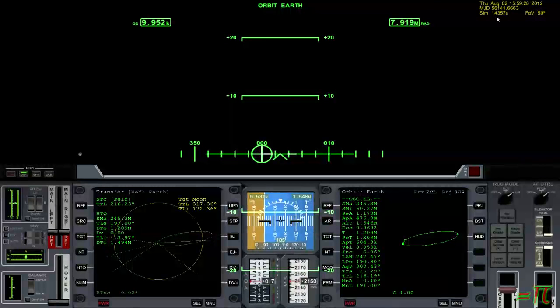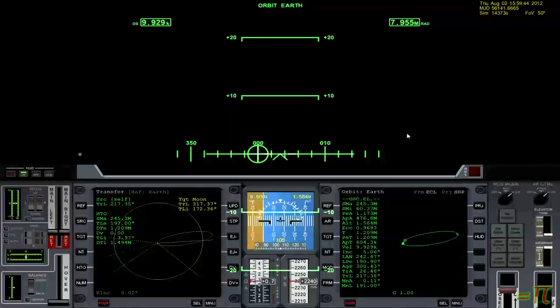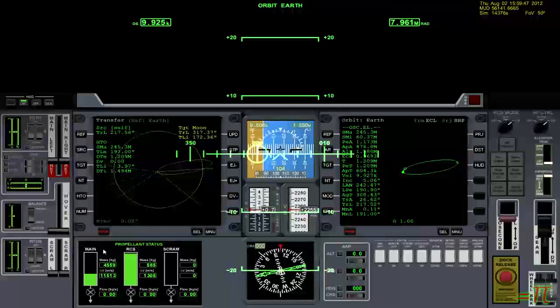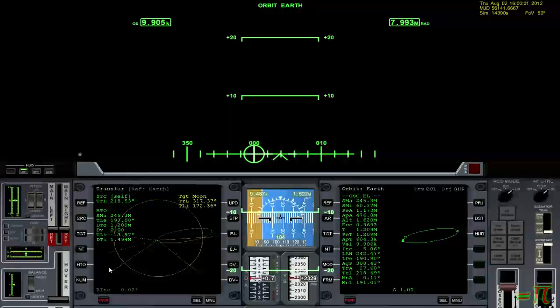And so, it's, let's see, August 2nd. It is now almost 4 p.m., 2012. The trip to the moon generally takes, I believe, 3 to 3.5 days or so. And let's look on here. Alright, our main fuel, we started with 12,900 kilograms of fuel. We have 4,559 left, which is easily enough to do mid-course corrections and, of course, a braking burn when we get to the moon to put ourselves in lunar orbit.